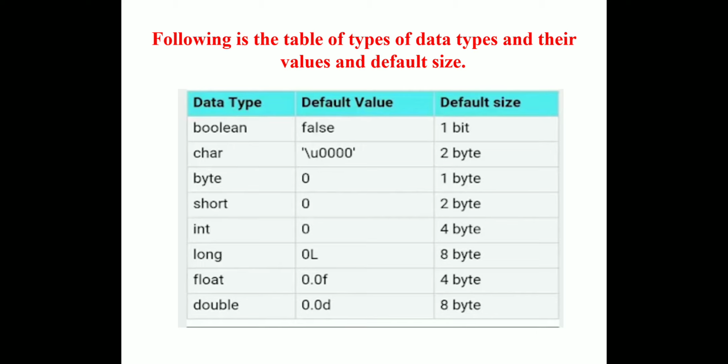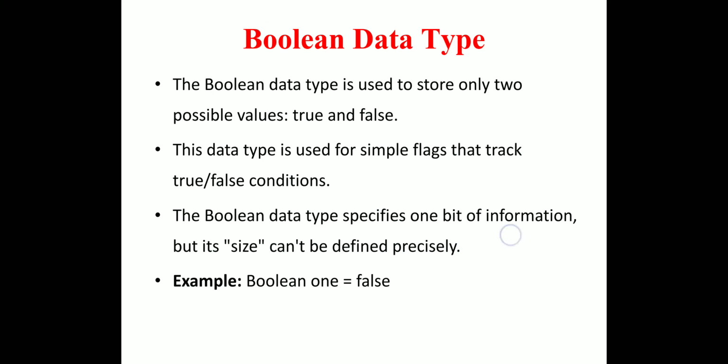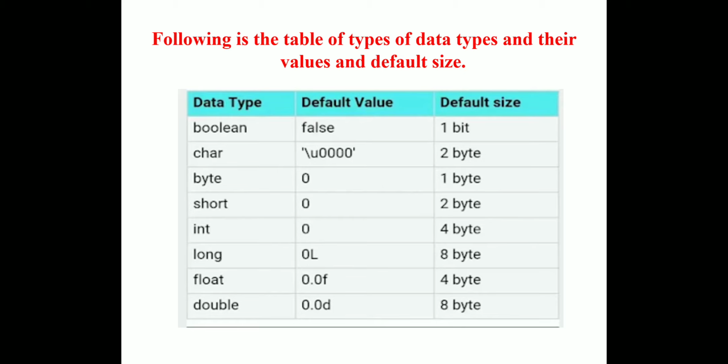Float data type default value is 0.0, default size is 4 bytes, and double data type default value is 0.0 and default size is 8 bytes. This is the table of data types and their default values and their default size. We can discuss the data types one by one.